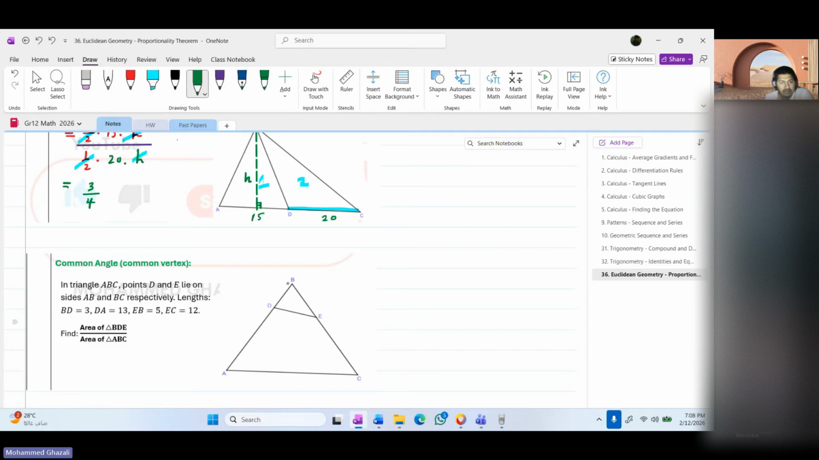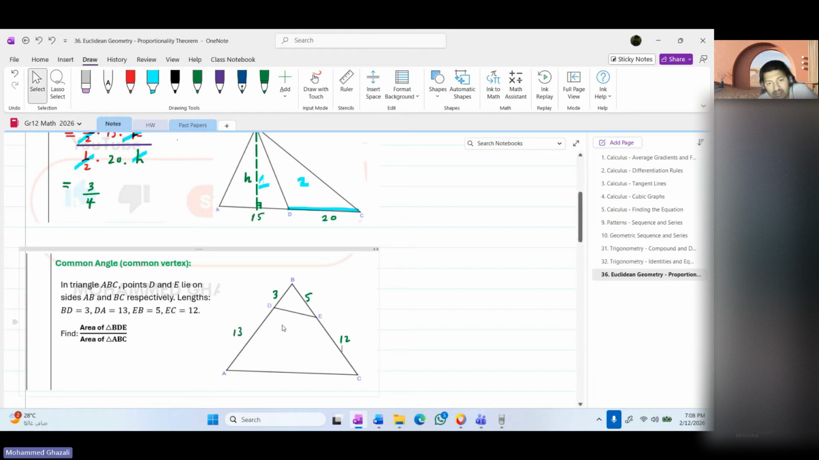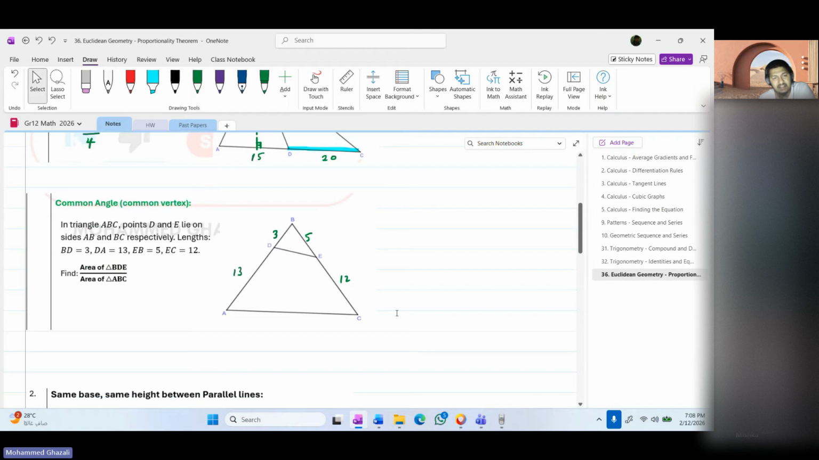Length BD is equal to 3. DA is 13. EB is 5, and EC is 12. Those are the lengths that we have. But now we want to find the area of triangle BDE, which is the small triangle, over the entire big triangle ABC. So what's happening in this case now?